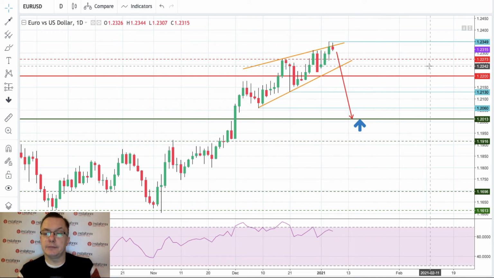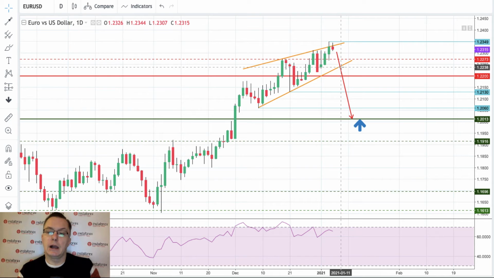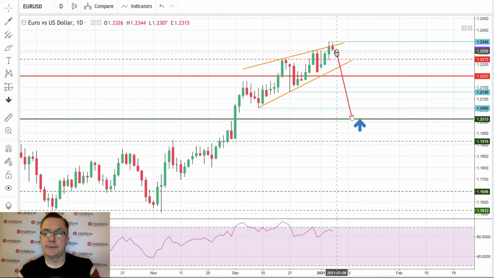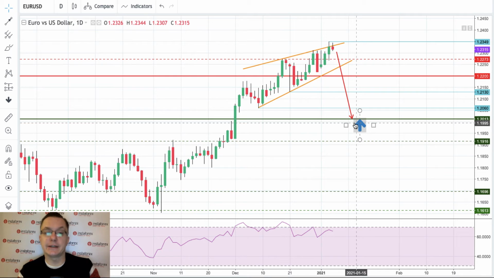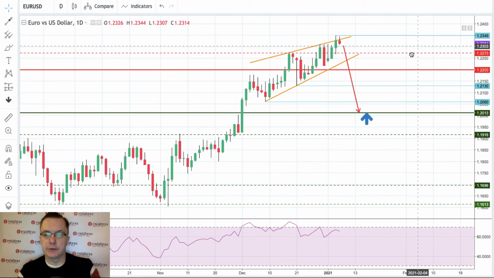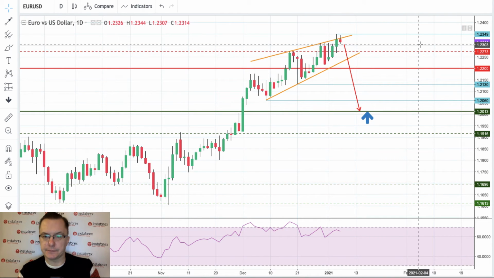But if we get below 1.2273 and definitely somewhere below 1.2230, then there is a chance that this scenario will work. Basically, we have to see what is going on in the market, keep an eye on it, and then of course act accordingly to the developments.